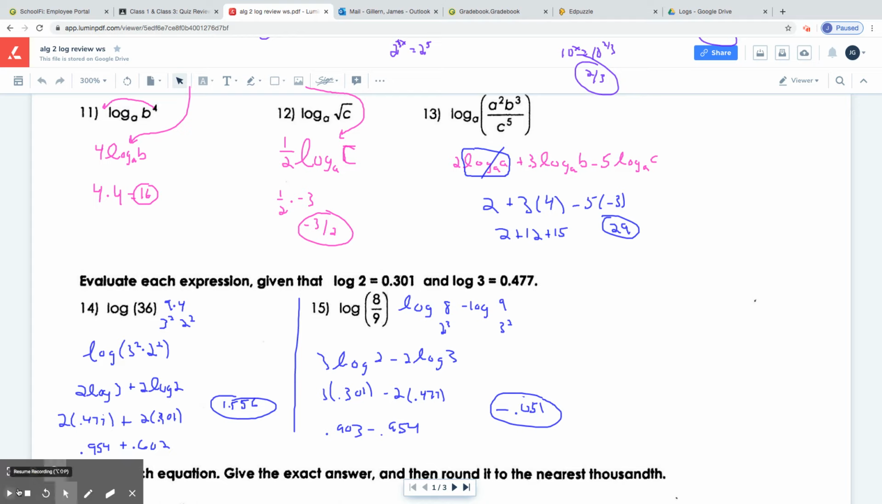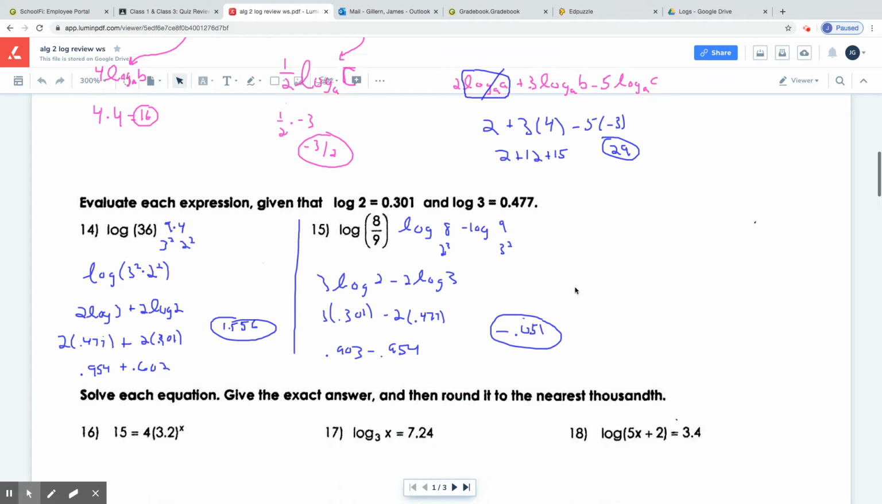All right, so for these problems, you just rewrite in terms of what you have using the properties of logs.